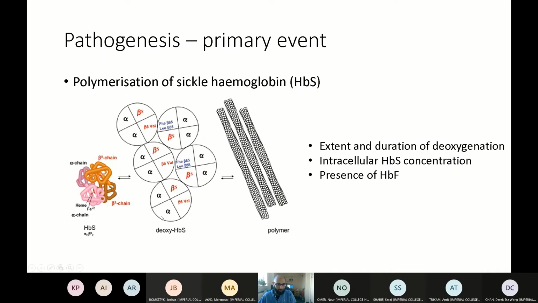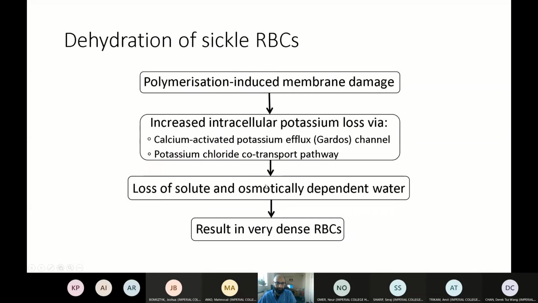And the other important thing to mention is that polymerization of hemoglobin S occurs under deoxygenated conditions. Things that modify the extent of polymerization include the extent and duration of the deoxygenation, the intracellular HbS concentration, and the presence of fetal hemoglobin. So hemoglobin F within the cells can inhibit polymerization effectively.